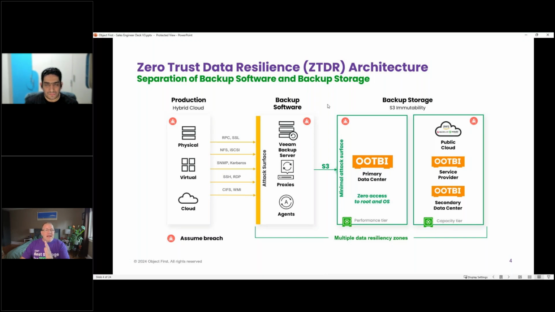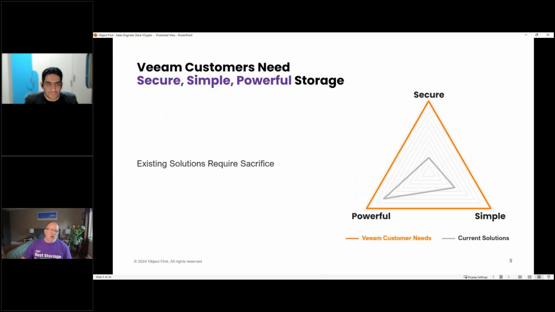So this is the separation, the segmentation. Each area is separated. So if an attacker gets in here, that's great. They're not going to do anything. And even if they send delete commands, they won't work. It's immutable. Okay. So the vision that Ratmir and Andre wanted was something that was secure, powerful, and simple. So they didn't want to make any compromises.